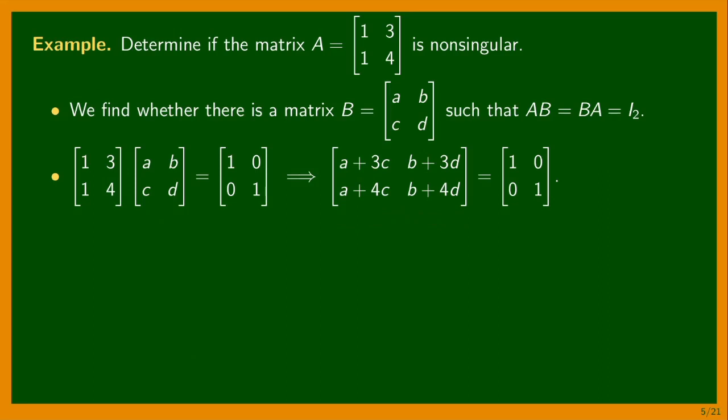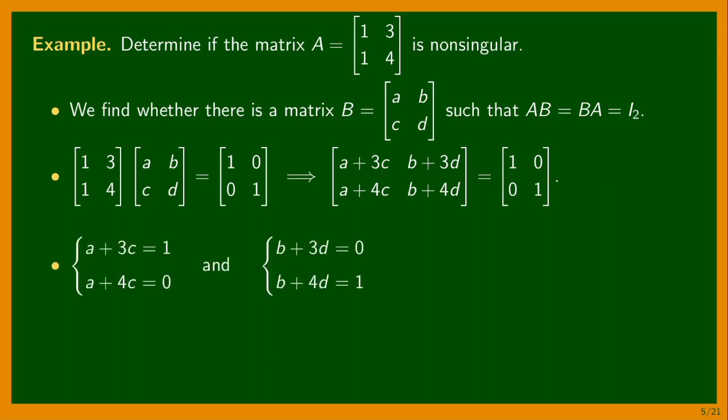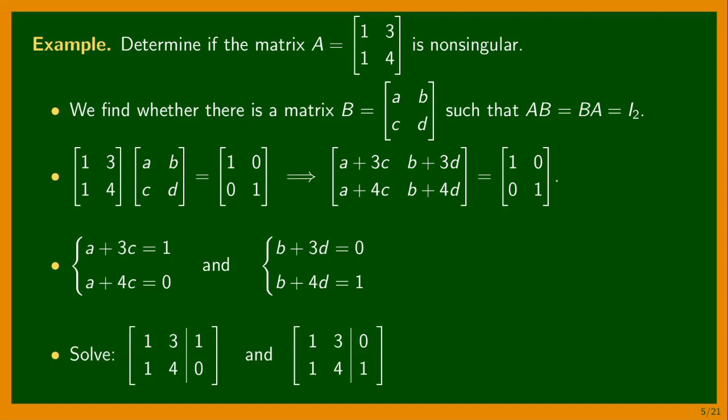Equating respective entries, I mean the 1, 1 entry to the 1, 1 entry, the 1, 2 entry to the 1, 2 entry, and so on, we have the following set of equations. Notice that the first column corresponds to the first linear system in the unknowns a and c. The second column gives us the second linear system in the unknowns b and d. Notice that these linear systems are both 2 by 2. The augmented matrices of these linear systems are as follows.